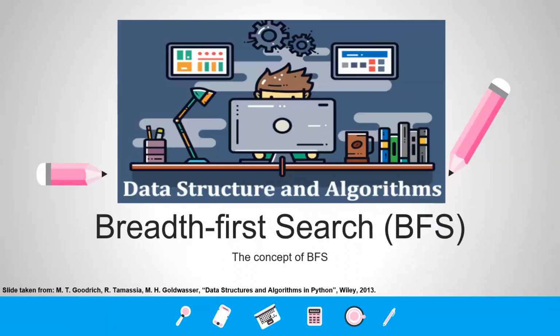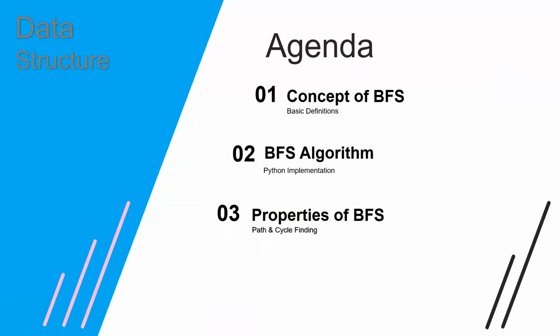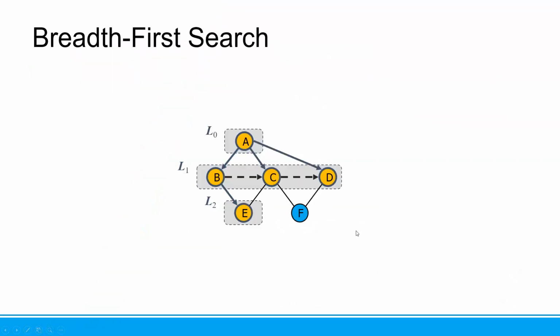We learned already about DFS, which is depth first search. And in this section, we are going to learn about BFS, some concepts about BFS, and then what the BFS algorithm is, and some properties of BFS. BFS, we call it breadth first search.